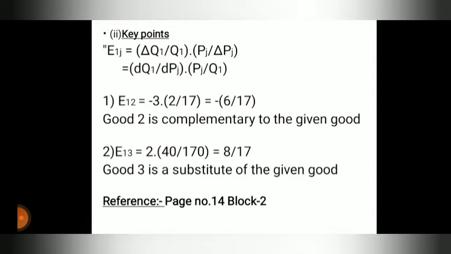E13, there are only 3 prices. E13 will be equal to 8 by 17, which shows that good 3 is a substitute of the given good. This minus 3 and 2 we are getting by differentiating the relationship between quantity of good 1 and price of good 2, with respect to price of good 2 and price of good 3 respectively. So for more, you can refer to page number 14 of block 2 of IGNOU study material.